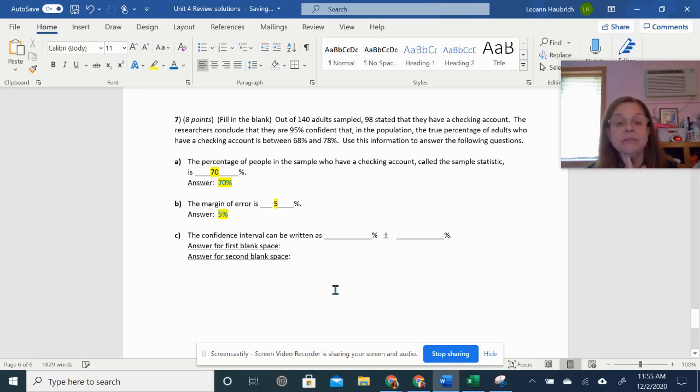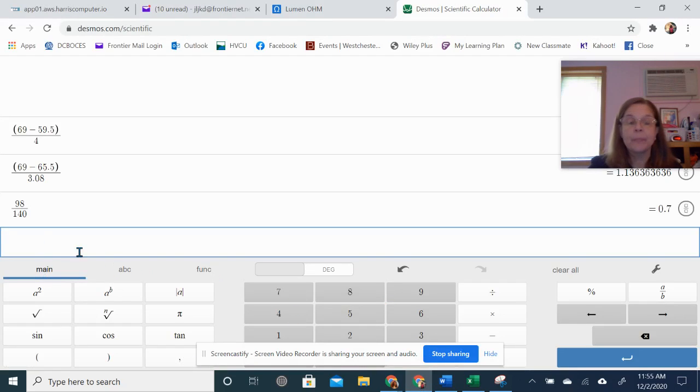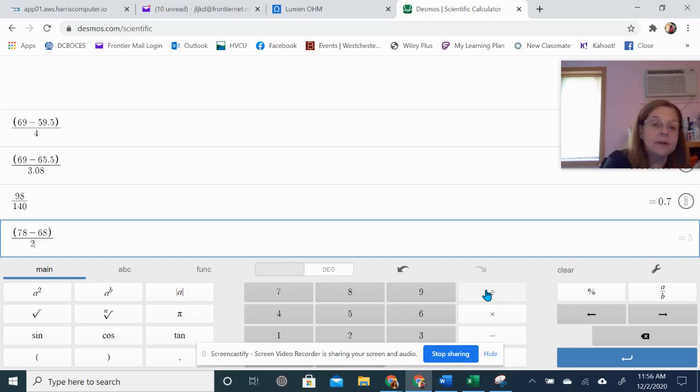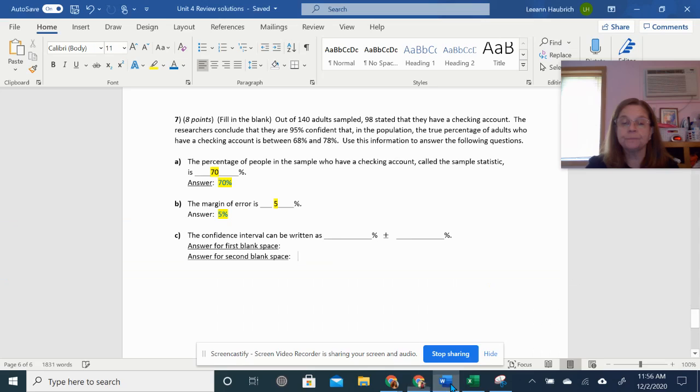Boy, this is really easy. I don't even have to do any real math. The confidence interval can be written as, well, let me just prove the other thing. 78 minus 68, divided by 2. The higher was 78 minus the lower, which was 68. And there's only 2. So to get the margin of error, you only want half the width, which is 5. I just wanted to prove it to you.